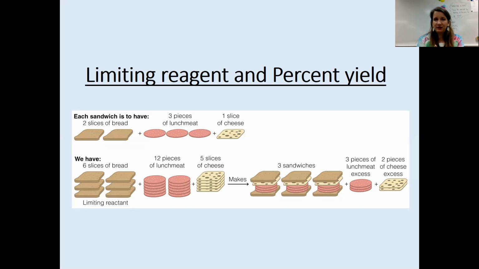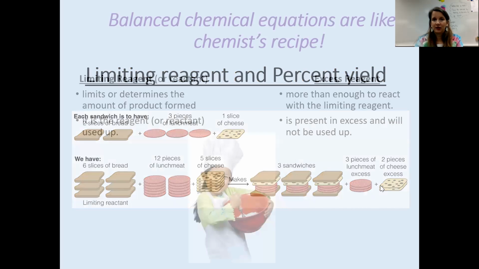The thing that we run out of is going to be our limiting reactant, and the thing that we have leftovers of is our excess reactant. So we can look at this example here of this sandwich, and we can see that each sandwich has to have 2 slices of bread, 3 pieces of lunch meat, and 1 slice of cheese. So if we have 6 slices of bread, 12 pieces of lunch meat, and 5 pieces of cheese, we can only make 3 sandwiches because we only have enough bread to make 3 sandwiches. That means we're going to have some leftover lunch meat and some leftover cheese, right?